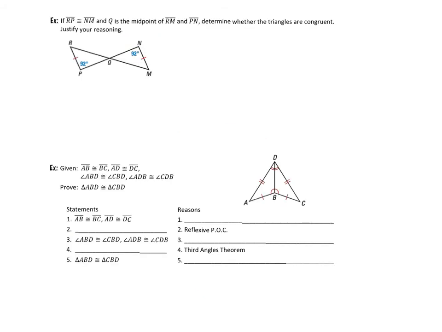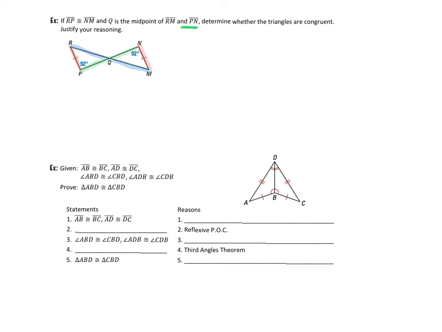In this next example, we are told that RP is congruent to NM, and we are told that Q is the midpoint of RM, which, based on the definition of midpoint, tells me that RQ is congruent to QM. And because Q is also the midpoint of PN, that tells me that PQ is also congruent to QN. So I have 3 pairs of matching sides.